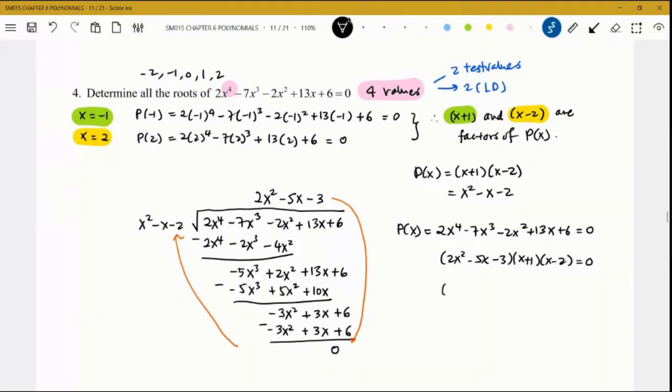Boleh kita factorize ni dapat 2 bracket? Boleh, Miss. Dapat berapa? 2x dengan x. X tolak 3, 2x tambah 1. So we need to find the roots. So x should be negative half. X equal to 3. X equal to negative 1. X equal to positive 2.